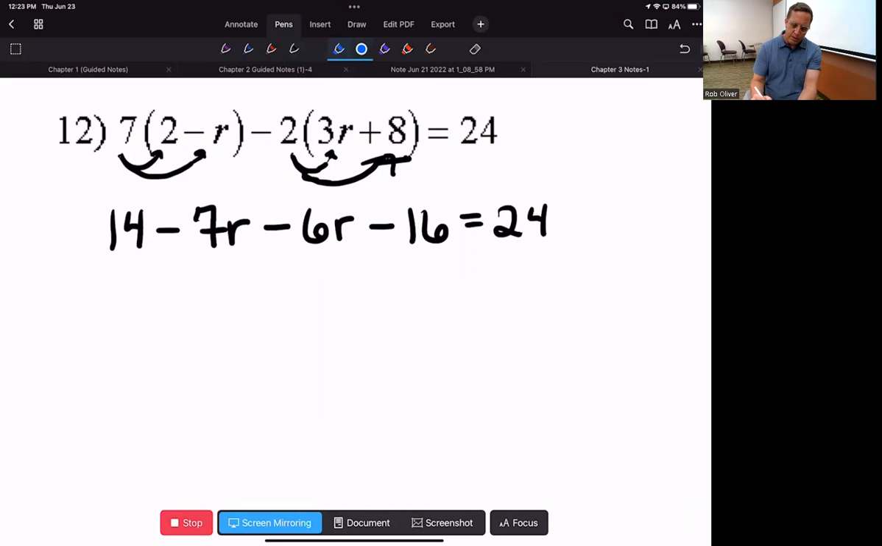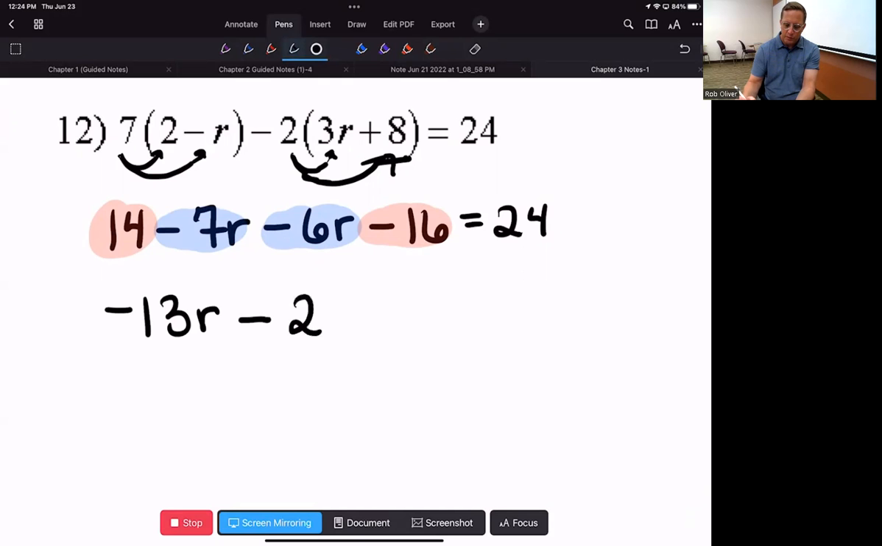And we're going to look for some like terms. So we got negative 7r and negative 6r, which makes negative 13r. And then you also have some constants here that you can put together. We have 14 and we have negative 16, which makes negative 2. And then drop down the equals, drop down 24. And now you have a typical two-step equation at this point. So just add 2 to both sides and then divide. So add 2 to both sides.